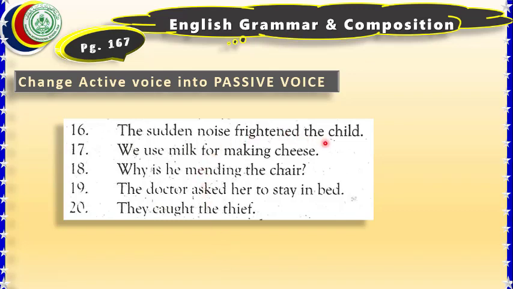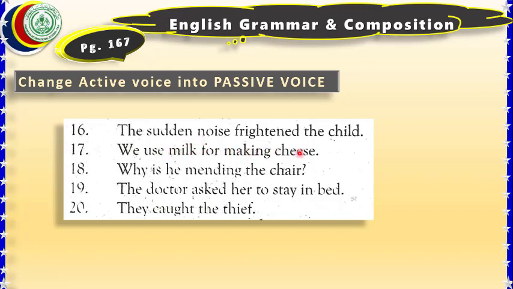The sudden noise frightened the child. First of all, we shall change the position of subject and object. The child will come in the beginning and the sudden noise will come at the end. The passive voice sentence will become: the child was frightened by the sudden noise.